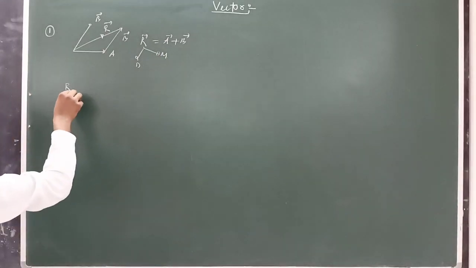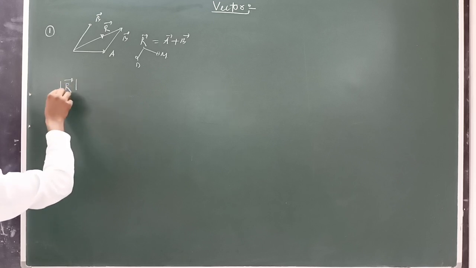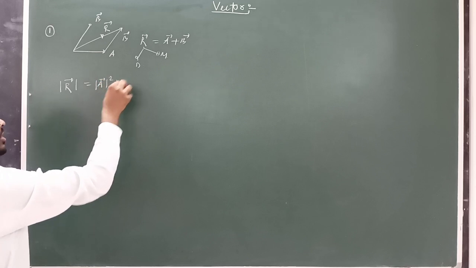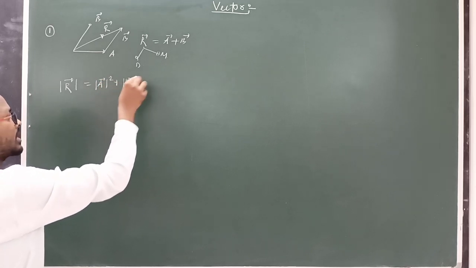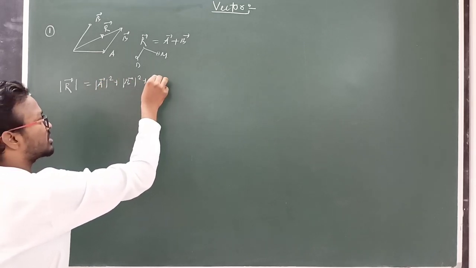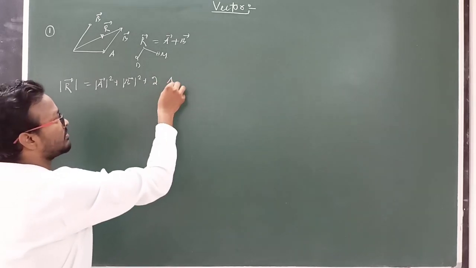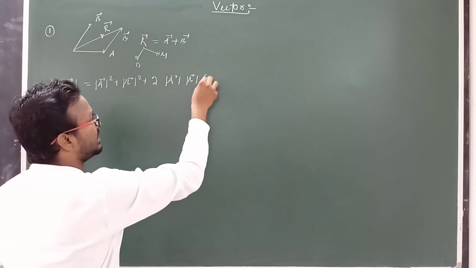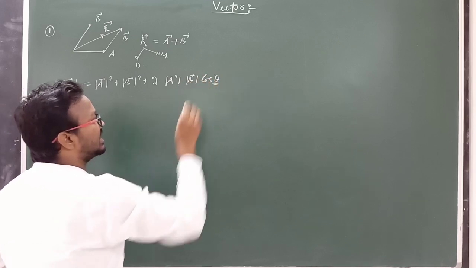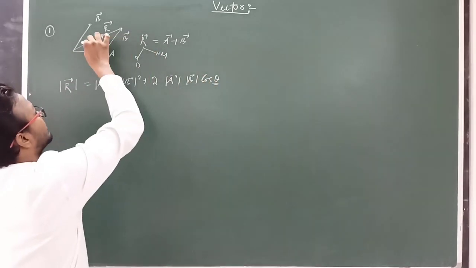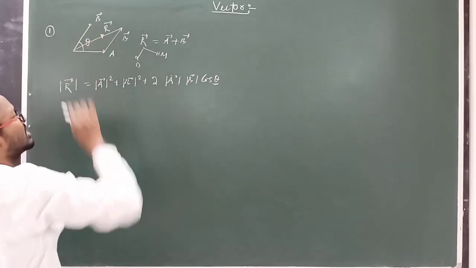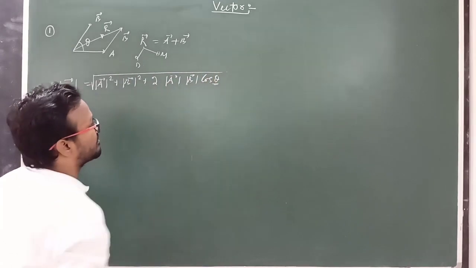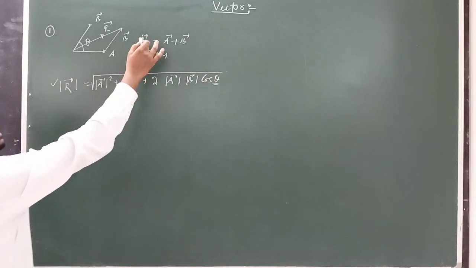We already know that the magnitude of R vector is equal to the magnitude of A vector squared plus the magnitude of B vector squared plus 2 into the magnitude of A vector, the magnitude of vector B, into cos theta. What is theta? Theta is the angle between A vector and B vector, and this angle is known as theta. Clear? And it's under root. This is the resultant of this vector.